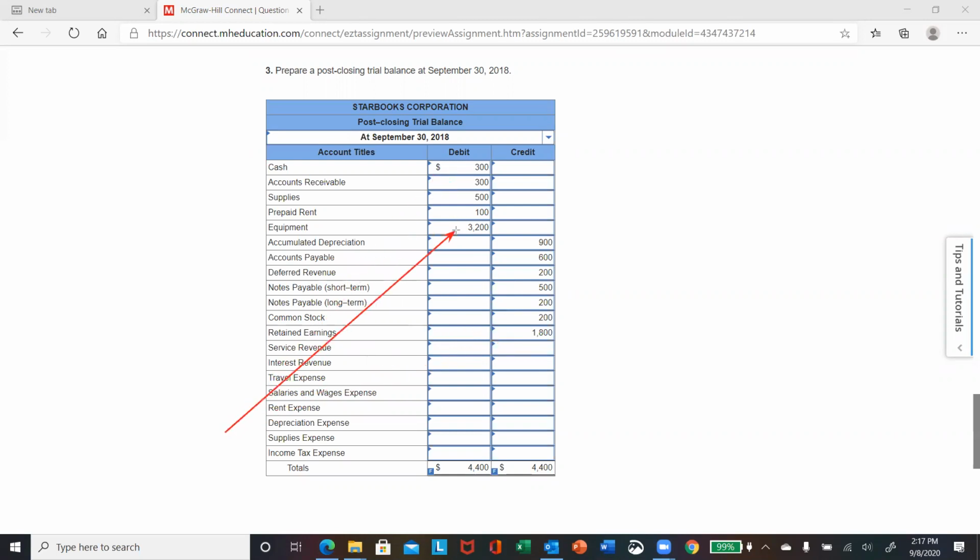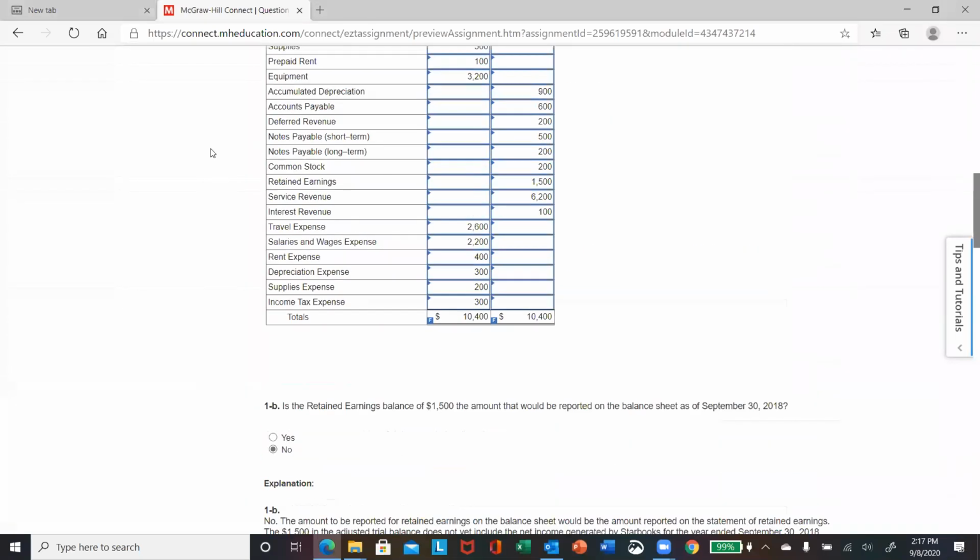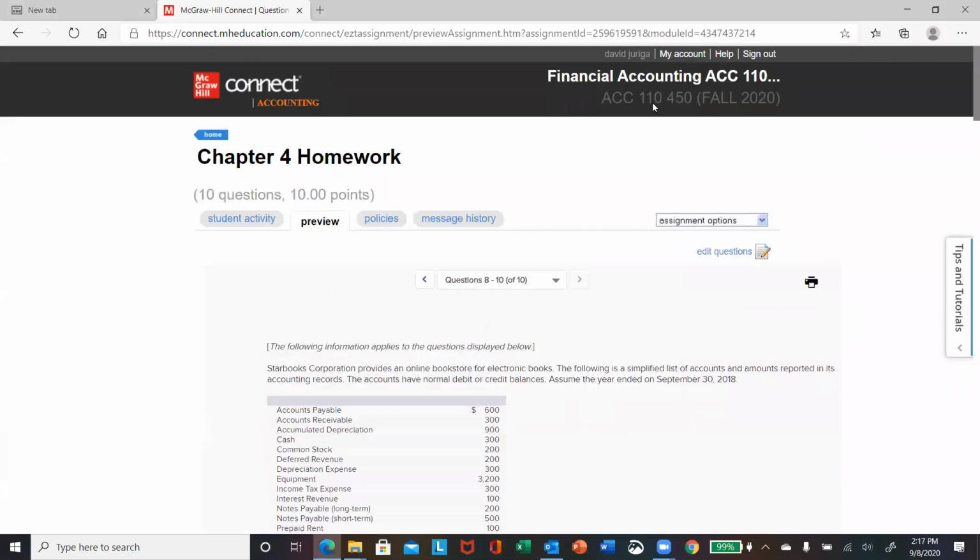So all that's left is your permanent accounts, which is your balance sheet. Notice all your revenue and expenses, which is your income statement accounts, are now at 0. All right, and I think that's it on my comments for the Chapter 4 homework.